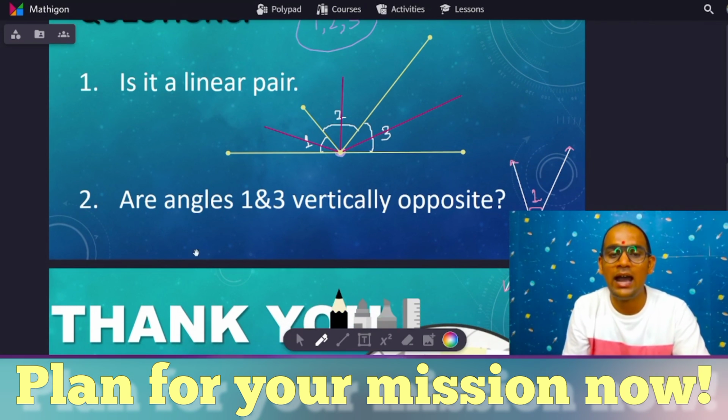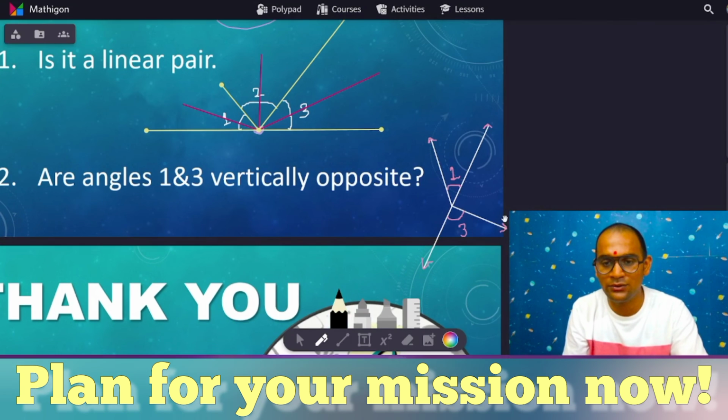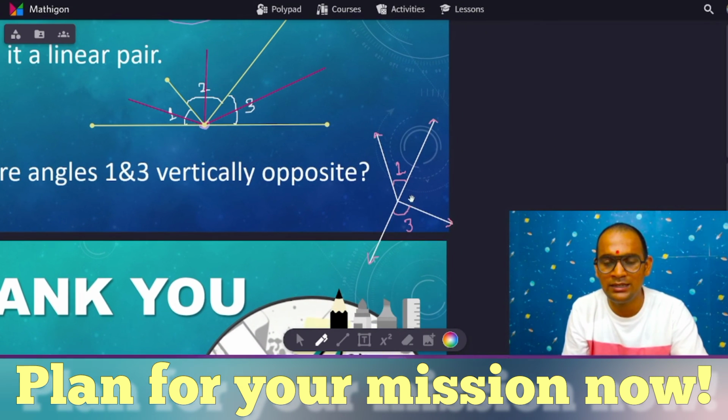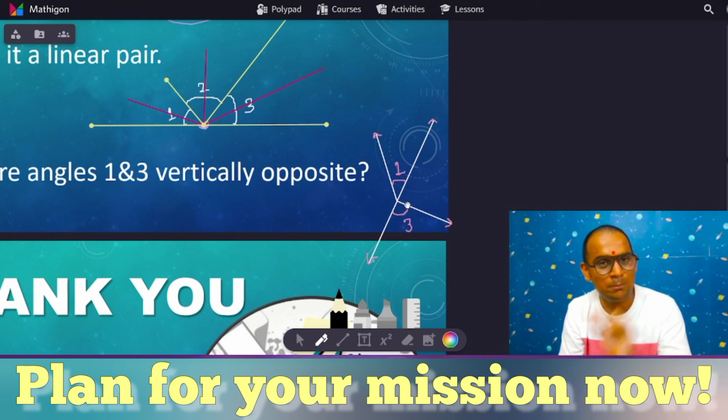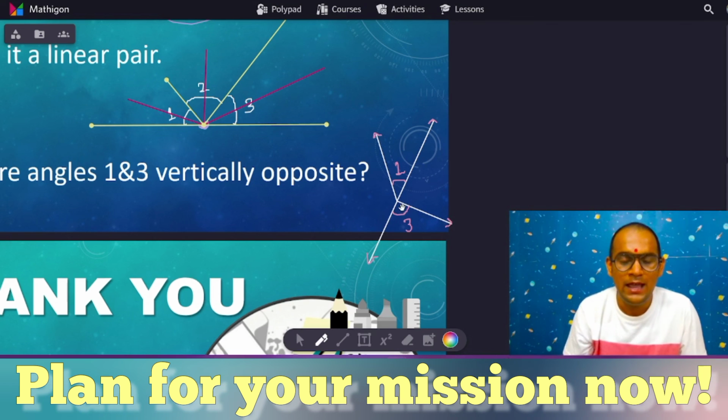Now, over here are angles 1 and 3. As you can see very clearly in the figure, 1 and 3. Can we say that they are vertically opposite angles? Now, this is a very, very interesting question. Pause the video, think about it. Now, I hope you have thought about this and you got the answer. Angles 1 and 3, we cannot say these are vertically opposite angles.